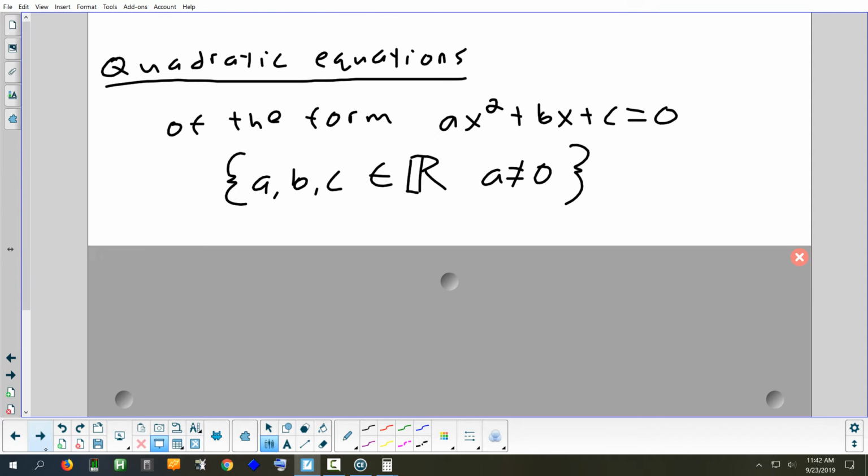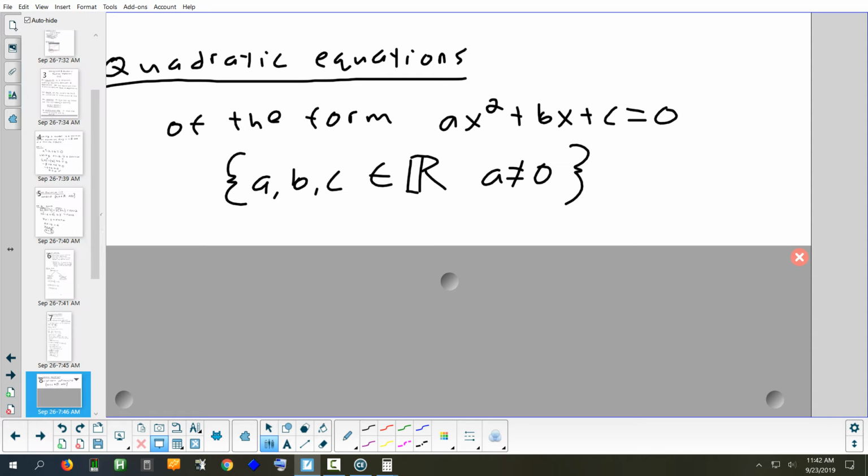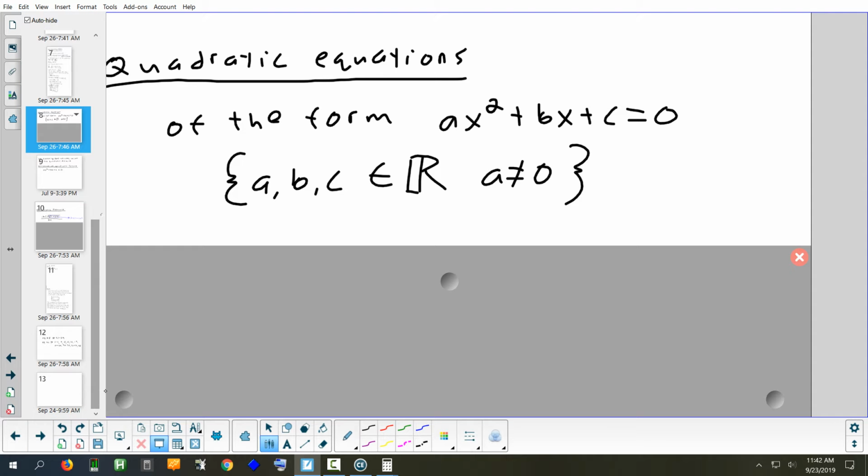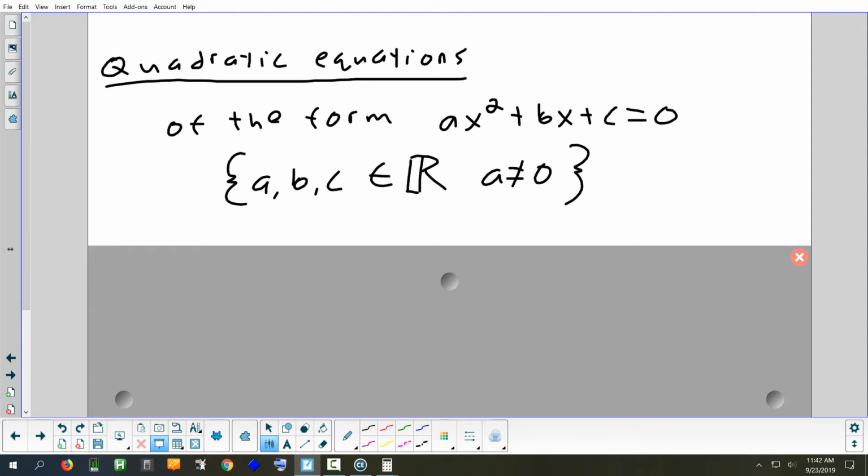Okay. So, quadratics. This will be the last thing that we look at. Quadratic equations are usually in the form ax squared plus bx plus c equals 0. A, b, and c can be any number you want, except a can't be 0. I already explained why, because it wipes out your quadratic if it is. And then you just have a linear equation.